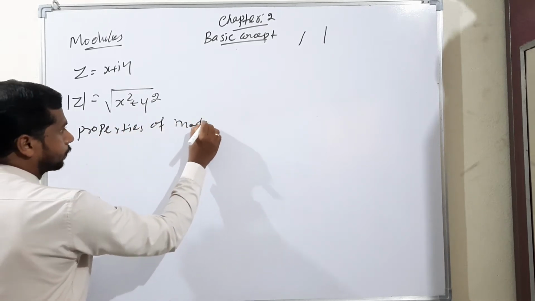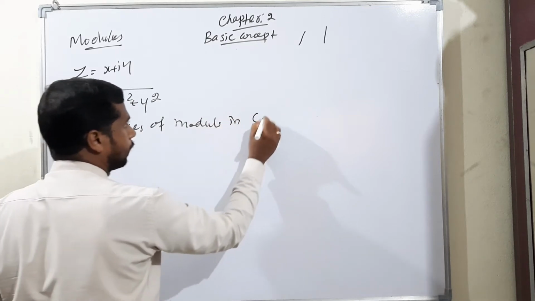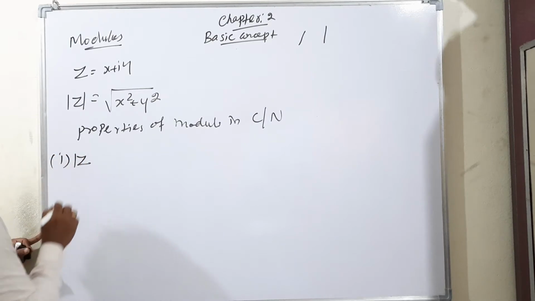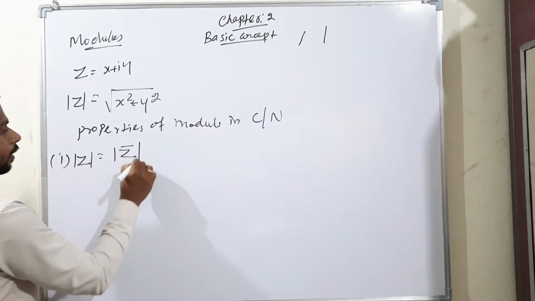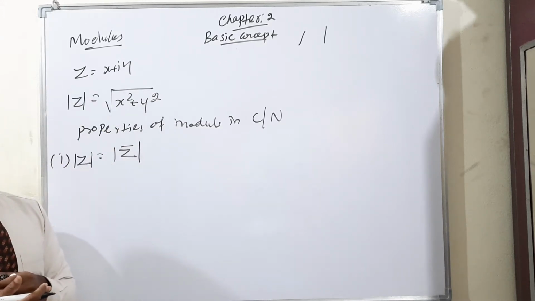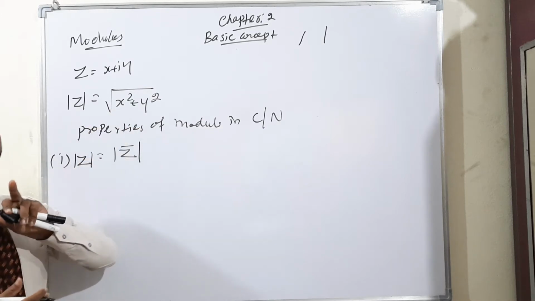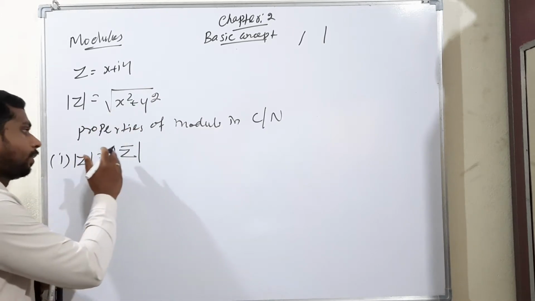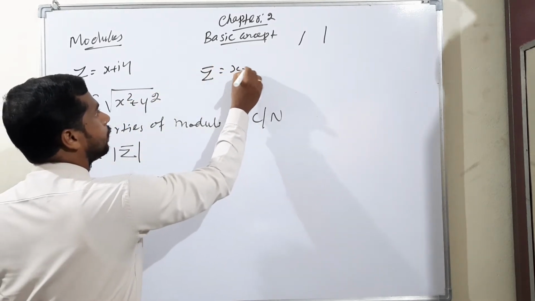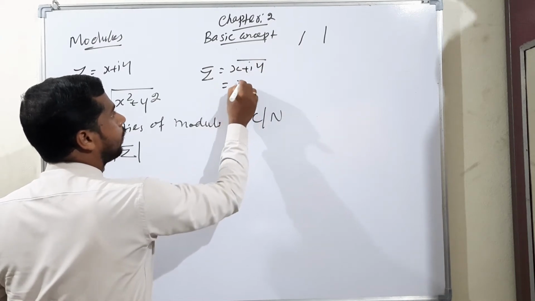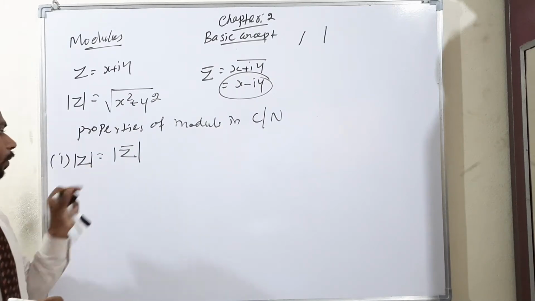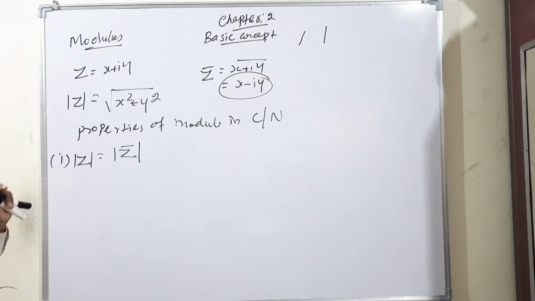Properties of modulus in complex numbers. Property number 1: modulus of z is equal to modulus of z bar. Already we know z is equal to x plus iy. If you take the modulus, it is square root of x square plus y square, so that value will be equal to modulus of z bar. What is the meaning of z bar? Z bar means x minus iy. If you take the square, definitely it will be equal to modulus of z. That is property number 1.